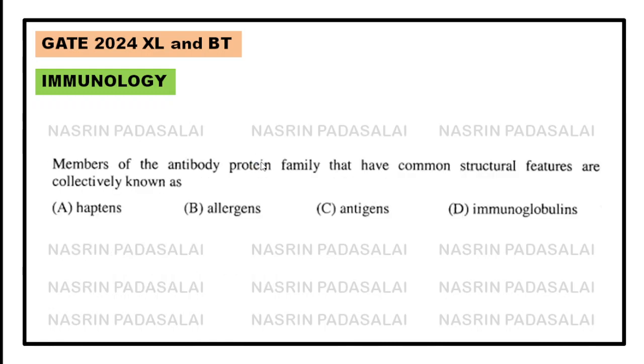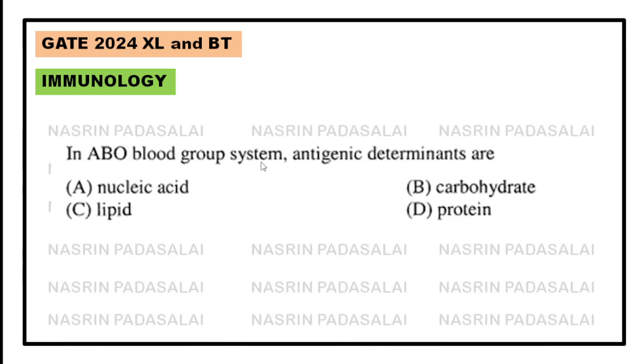Next, members of the antibody protein family that have common structural features are collectively known as immunoglobulins. So the immunoglobulin superfamily has a common structural feature. That's why IgG, IgM, IgA are called isotypic determinants. Next, in the ABO blood group system, antigenic determinants: specifically, they are asking about the ABO blood group system. Antigenic determinants are carbohydrates. A blood group person will have N-acetyl galactosamine and B blood group person will have galactosamine.